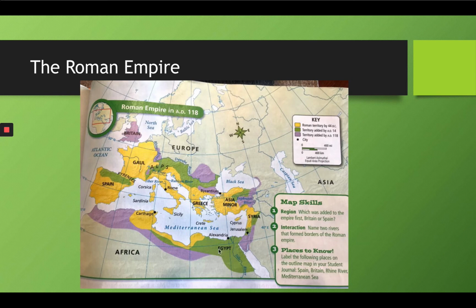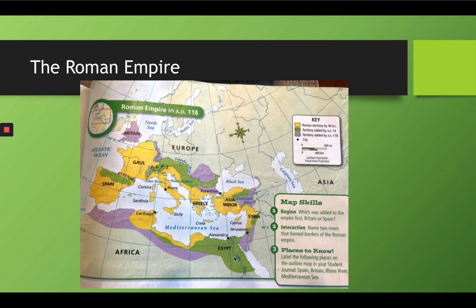And this is also when they take over Egypt after he defeats Mark Antony and Cleopatra. He gets Egypt for the Roman Empire, and so he gets this area and pushes the boundary all the way out here to the Red Sea.